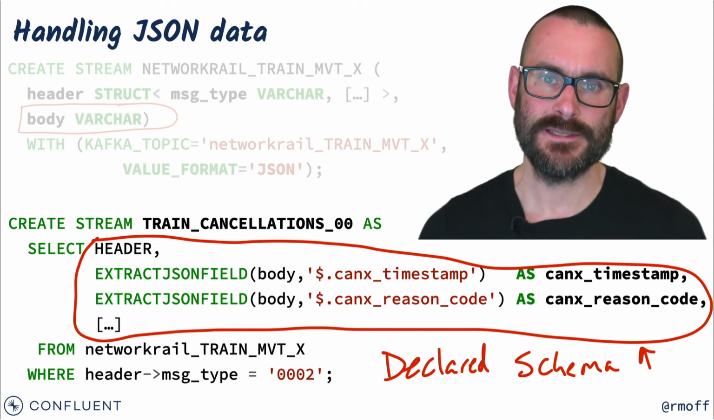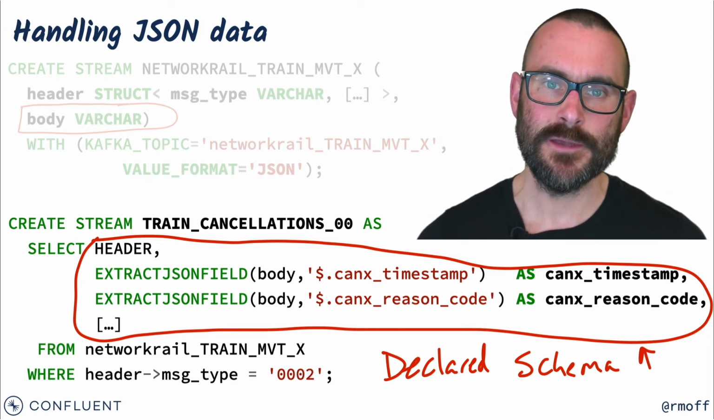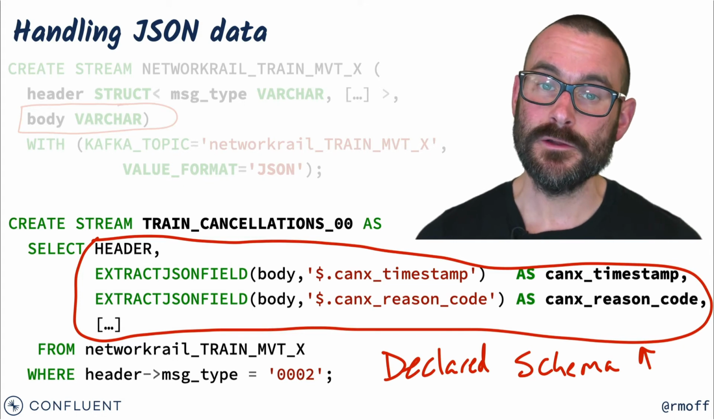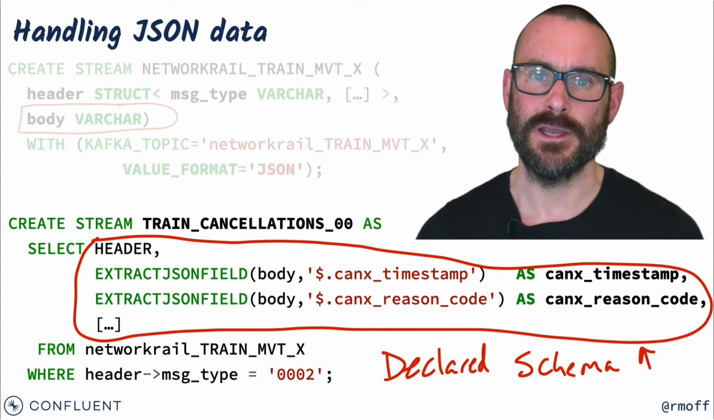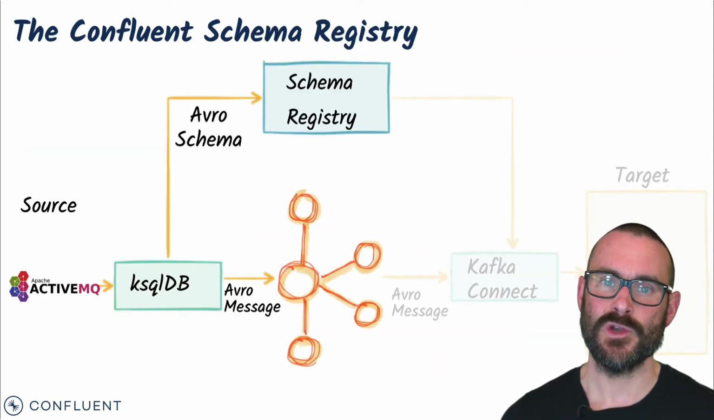But how do we persist that schema? It's pretty time consuming to type it in once, let alone multiple times. So we definitely want to make sure that once we've declared that schema, we're storing it. And this is where the Confluent Schema Registry comes in.